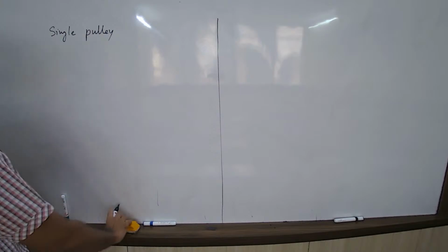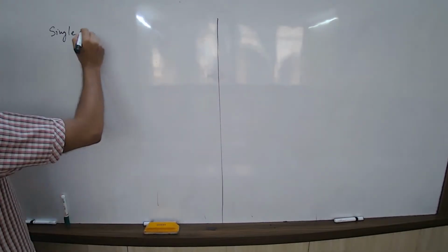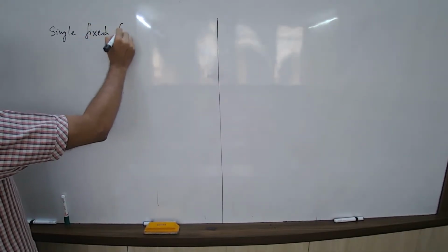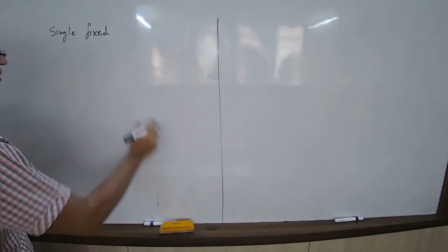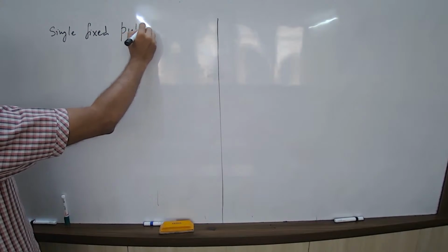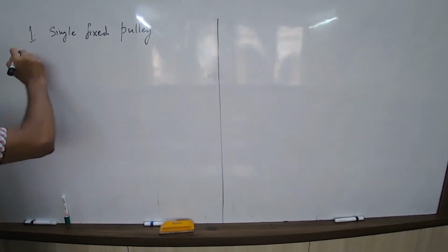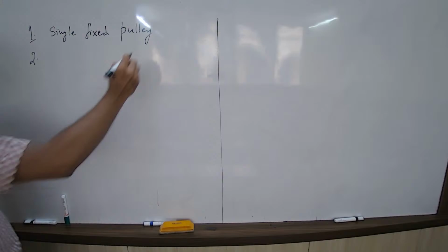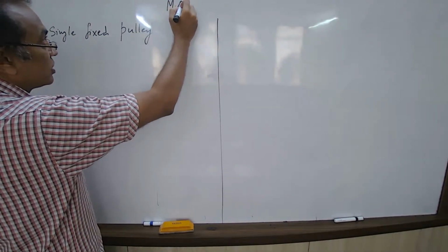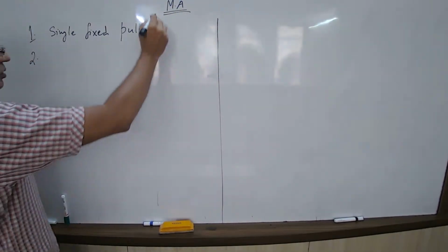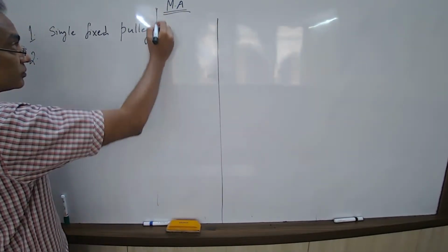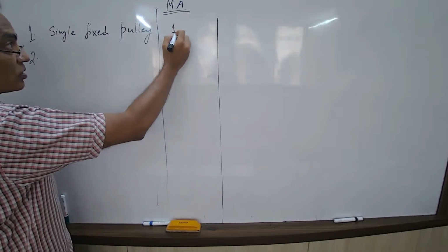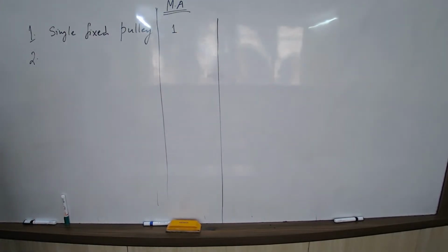Okay, single fixed pulley. Then we have single movable pulley. So quickly write down MA for this. So we'll write down the MA here, okay? What is the mechanical advantage for single fixed pulley? Mechanical advantage is one, right? So what does it mean? It just changes the direction, right?